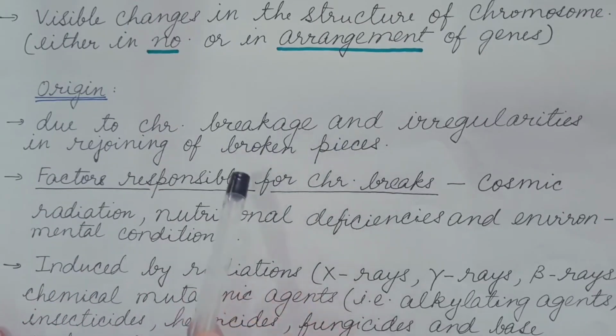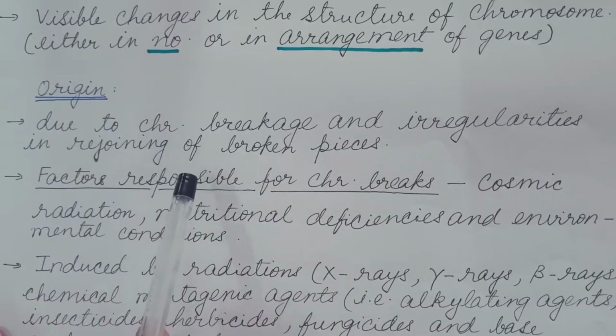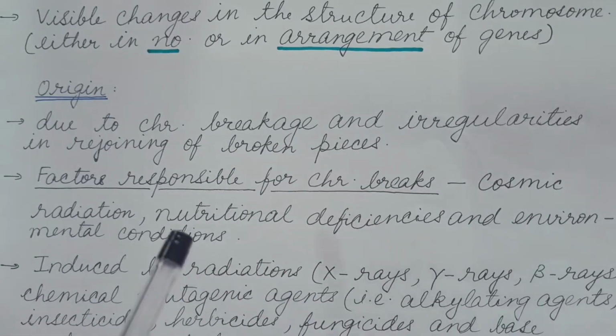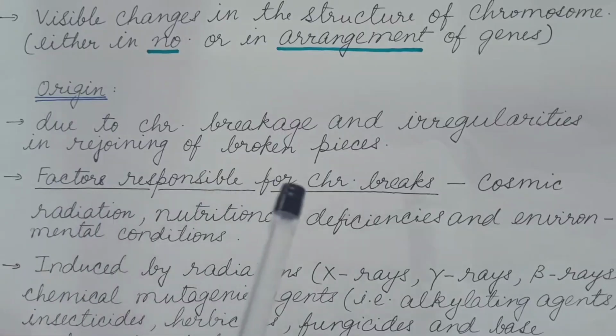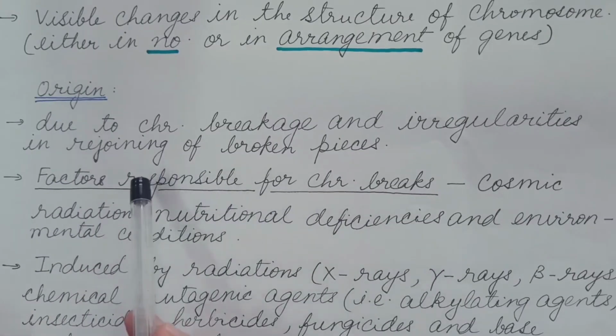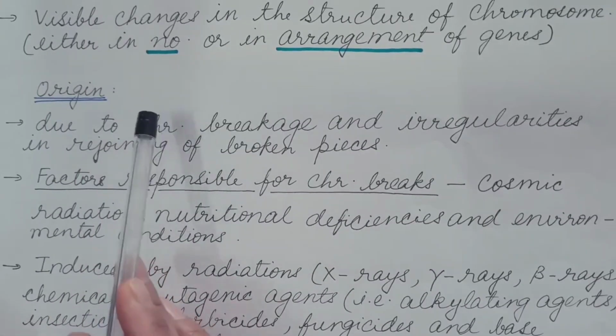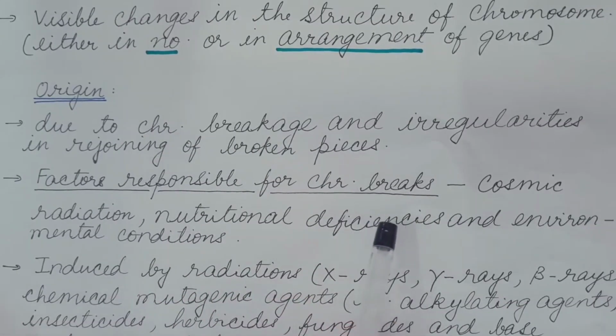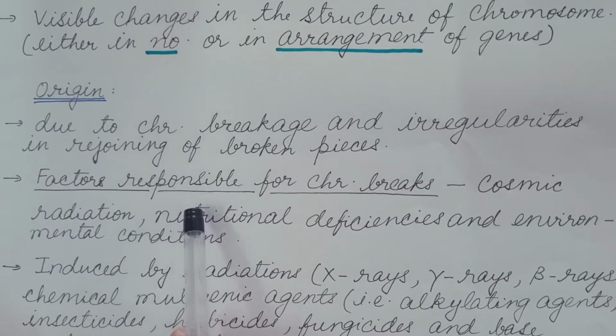Then these broken pieces undergo rejoining, but there are irregularities in rejoining. Hence, these are not rejoined in the same way as they were present in the normal chromosome, but in a different manner, and this leads to a change in the structure of the chromosome, which is known as chromosomal aberration.